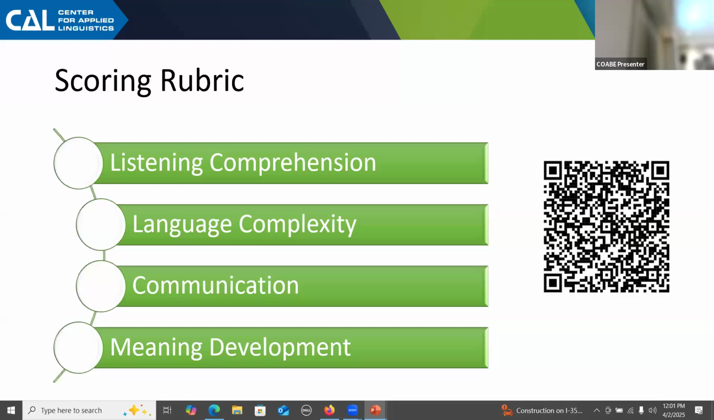Scoring rubric. I cannot overemphasize how important this document is. So it contains 4 categories. And again, the last category, meaning development, is new and only applicable to those Part B test items or tasks. That's the only time you will use it. But for the other items, listening comprehension. So how well did the examinee understand the setup and questions? Language complexity. How did the examinee organize and elaborate the response? Communication. How clearly did the examinee communicate meaning? All of those rubric categories remain.